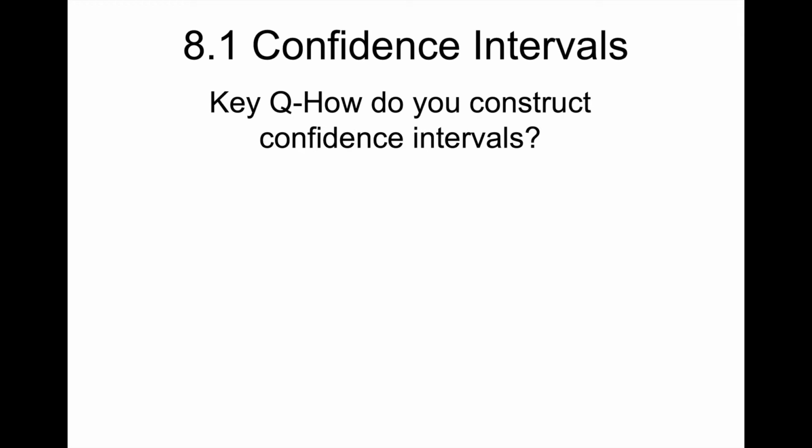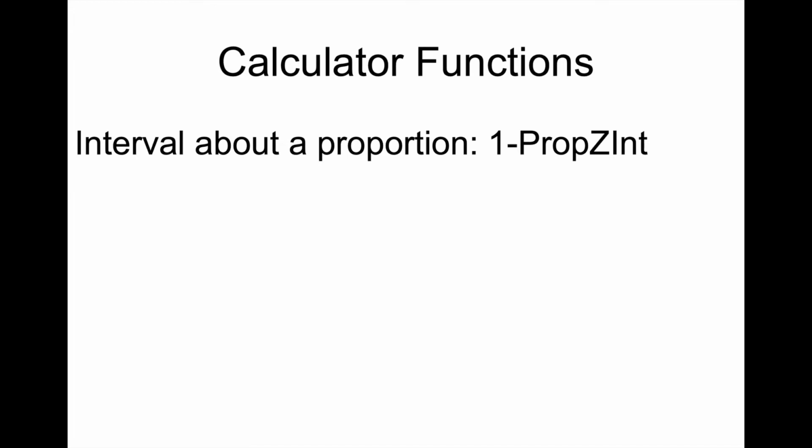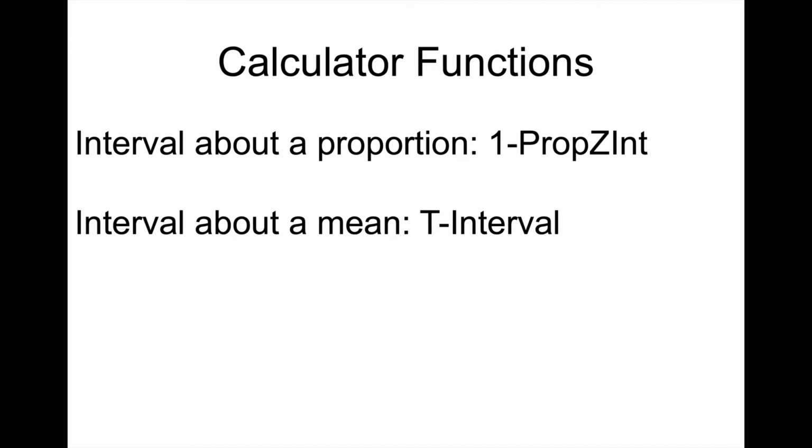The last thing I want to go over with confidence intervals is how to do the calculator function to find our interval for the proportion and for the average. Okay, so for the calculator function, just going over what the function actually is first. For the interval about a proportion, you're going to be looking at 1 prop z interval. And what I have on the screen there, 1 prop z int, that's the abbreviation you'll find in the menu. For the interval about a mean, we have the t interval.